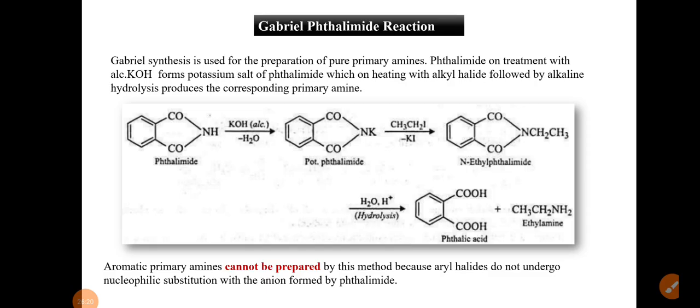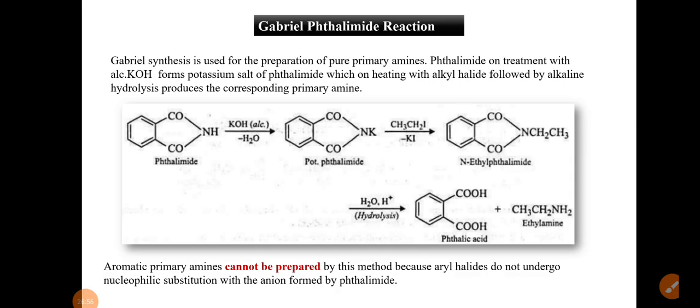Okay, the next one, Gabriel phthalimide synthesis, right? So this is also a very important reaction. Similarly, we use this reaction in the synthesis of amino acids, right? So in the synthesis of amino acids we also use the Gabriel phthalimide synthesis, or the synthesis of primary amines. Gabriel synthesis is used for the preparation of pure primary amines. Phthalimide on treatment with alcoholic KOH forms the potassium salt of phthalimide, which on heating with alkyl halide followed by alkaline hydrolysis produces the corresponding primary amine, right?